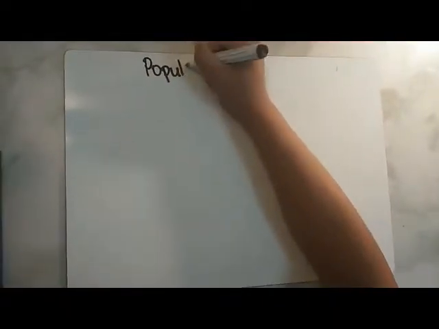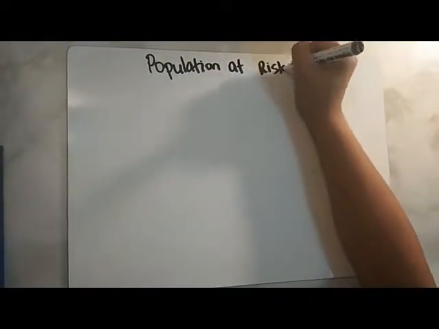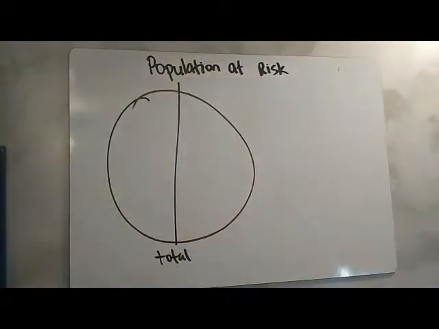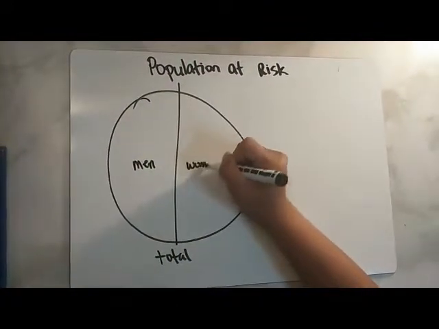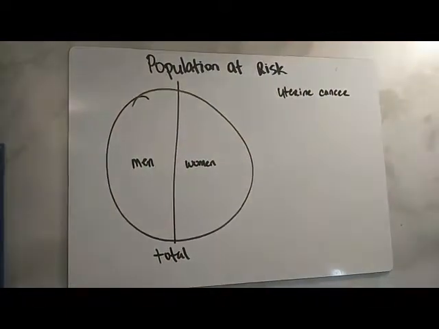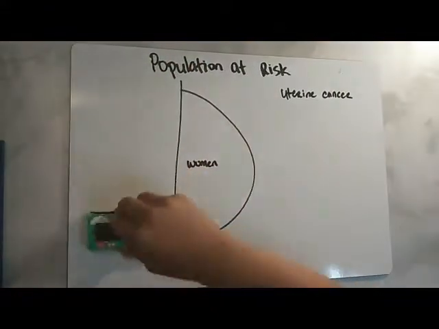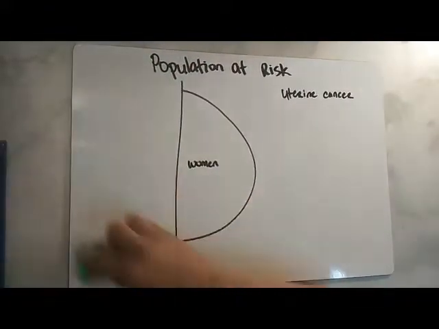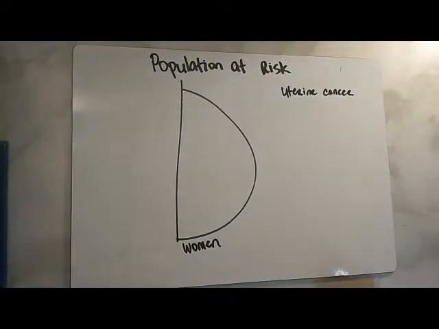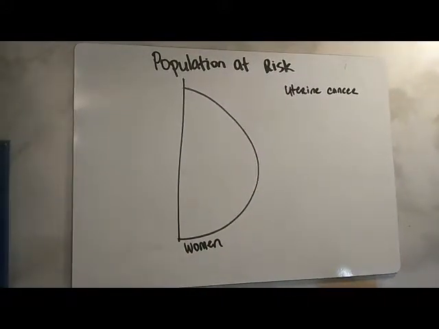Population at risk. These are the people who are susceptible to a given disease and can be defined by demographic, geographic, or environmental factors. For instance, if this is the total population and men make up half the total population and women make up the other half, men should not be included when calculating the frequency of uterine cancer as they do not have uteruses.